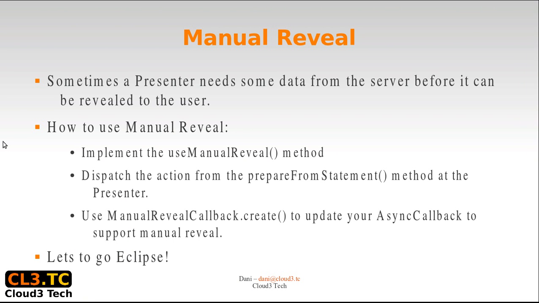First, we have to implement the useManualReveal method on the presenter. It's just to tell GWTP that we want to do manual reveal. We have to dispatch the action from prepareFromRequest. It's a requirement now. And we have to update our AsyncCallback with ManualRevealCallback.create. What this will do is that on either success or failure, after you process the callback, it is going to show the presenter. It's going to reveal the presenter.